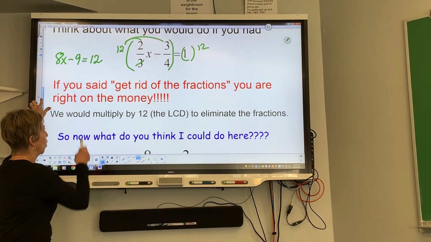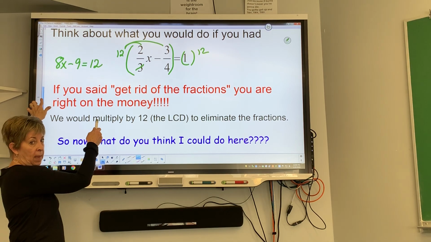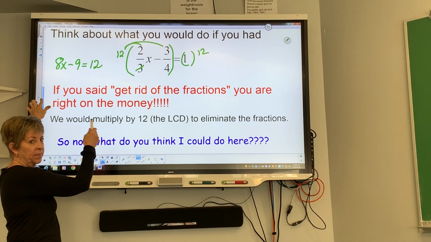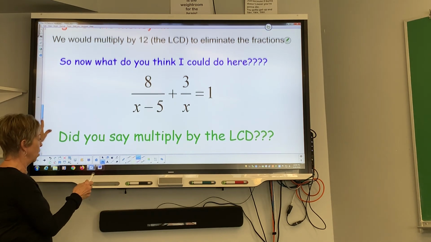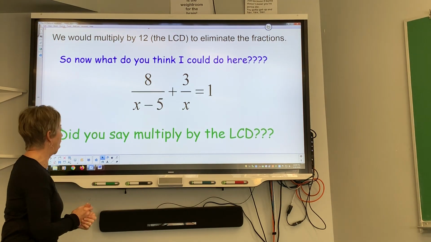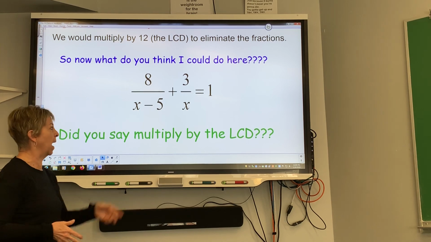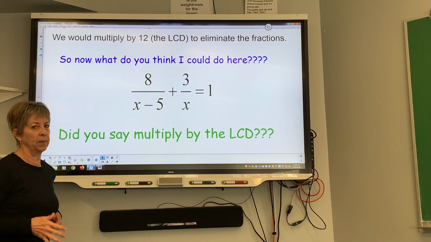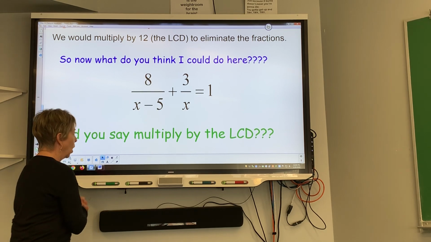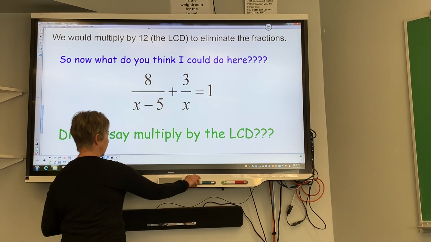So, now, let's go back to this and use the same strategy. Up here, we picked 12 to multiply by because it was the least common denominator. So down here, the best way to solve is multiply by the LCD. So now the question becomes, and this is why we practice this, what is the least common denominator?